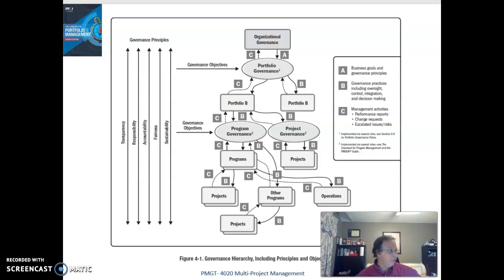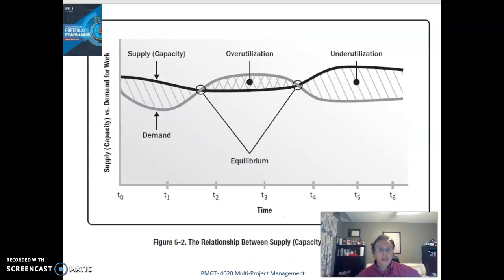Figure 5-2 shows an example of a supply and demand situation where there are periods of overutilization and underutilization. A common problem here is every organization has bottleneck resources, which are skill sets that are needed on many projects at the same time. What we are seeking is equilibrium, so we have the right amount of demand to match our supply.